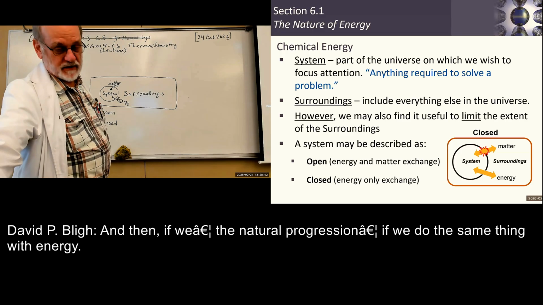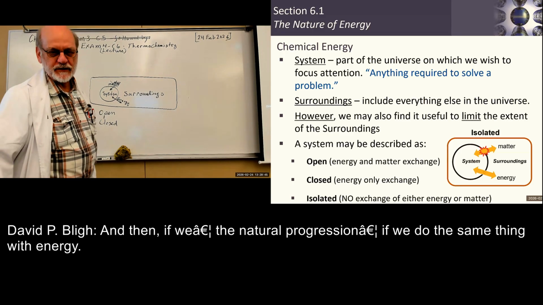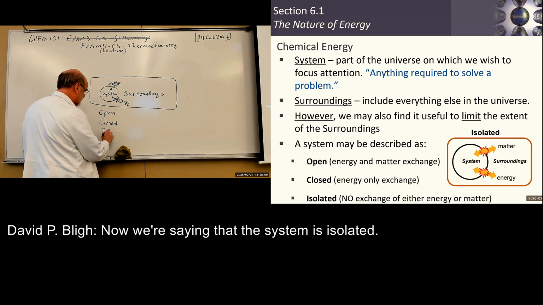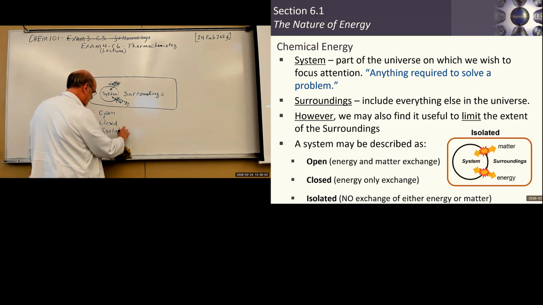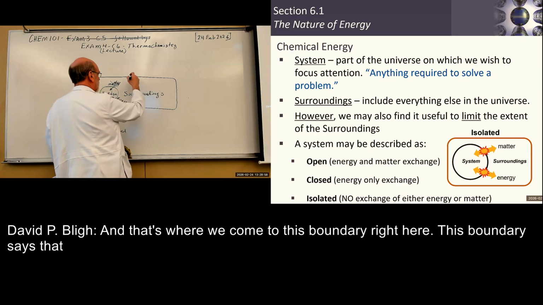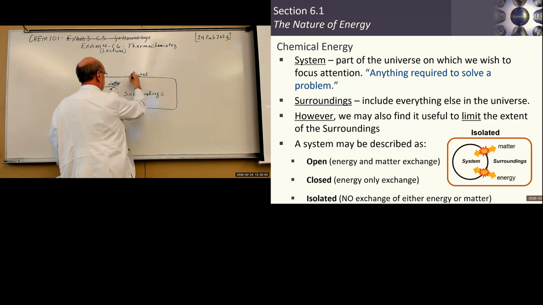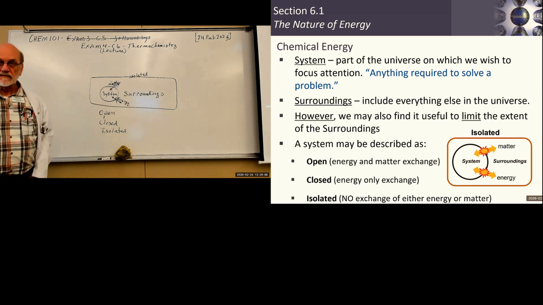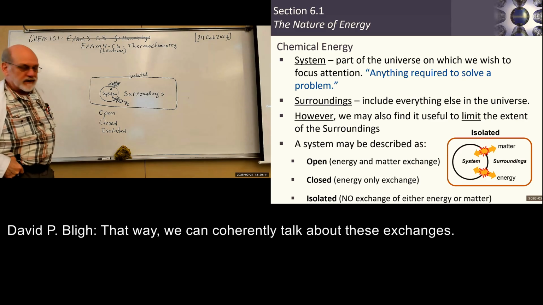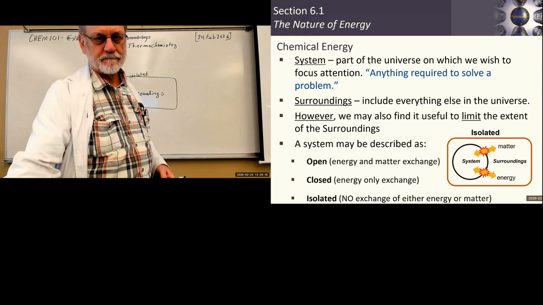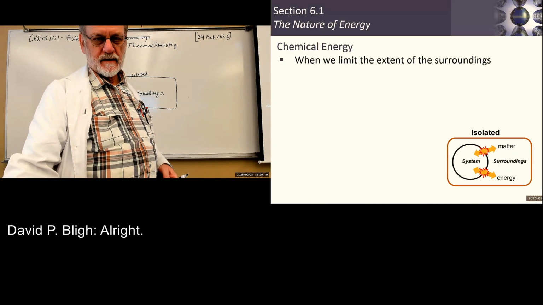And then the natural progression, if we do the same thing with energy, now we're saying that the system is isolated. Okay? And that's where we come to this boundary right here. This boundary says that everything that happens in here is isolated from the rest of the universe. That way we can coherently talk about these exchanges.